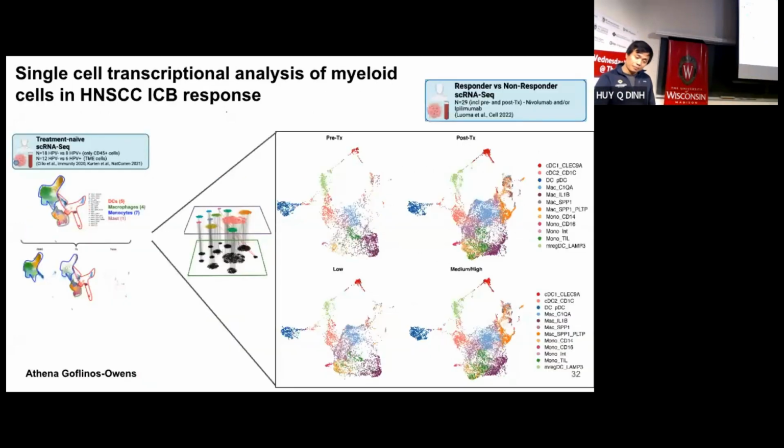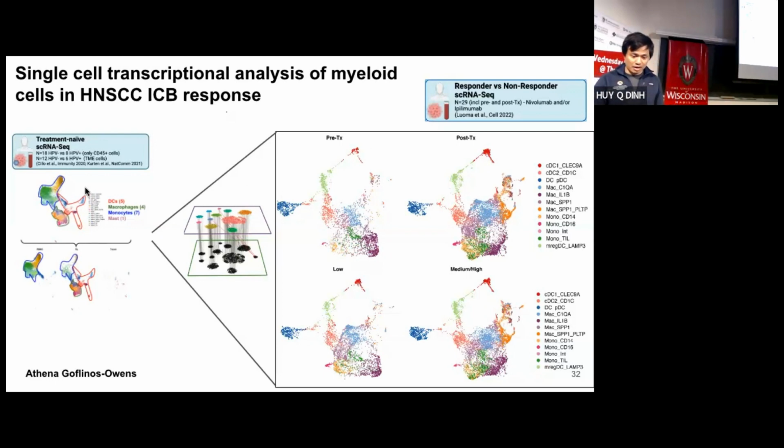So how do we do it? We reanalyzed this data, and in this data they don't have the extent of myeloid cells that we want to see. So we reanalyzed it and identified a greater extent of heterogeneity than before. And we use label transfer methods to predict that in the immunotherapy. So this is pre-treatment and this is post-treatment. This is the work from my grad student, Athena. And this is from the ones that have low response and the ones that have medium or high response. We combine the medium and the high because of the statistics.